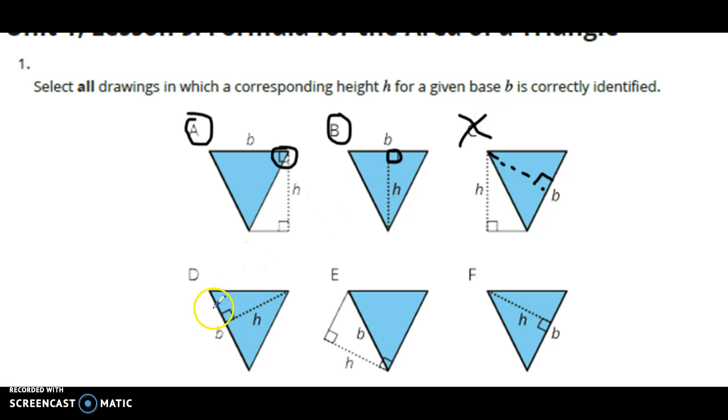D, here's my base, my height. I have a line at a right angle to my base that goes the full length of the triangle. That's correct. E, here's my base. I have a height at a right angle, but is the right angle at the base? No. For this one, I would need a height line that goes like this and makes a right angle. And that's not what I have. So I'm going to cross off E. F, here's my base. My height line goes the whole height of the triangle at a right angle to the base. That is correct.